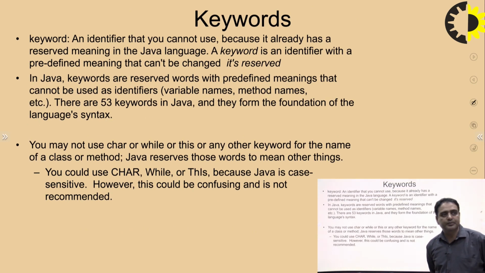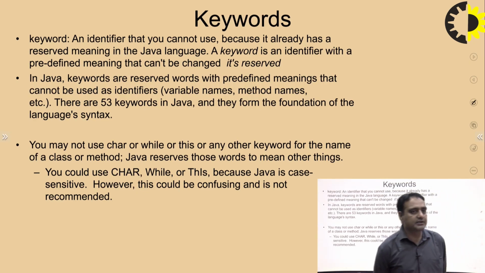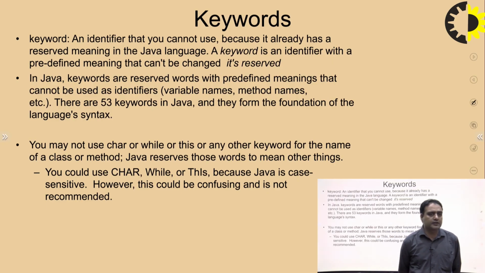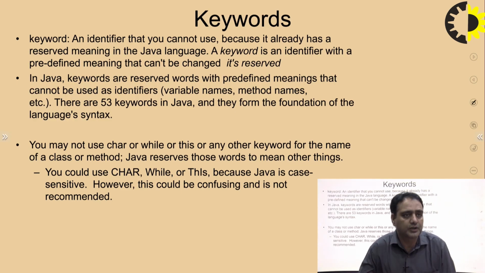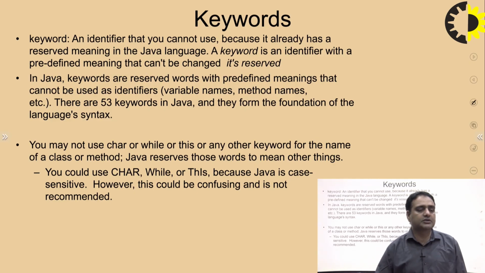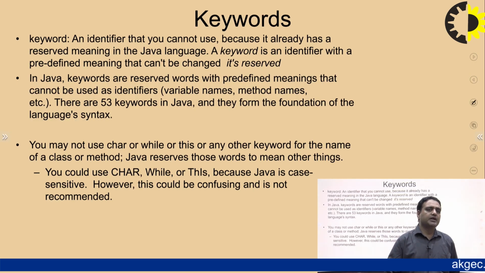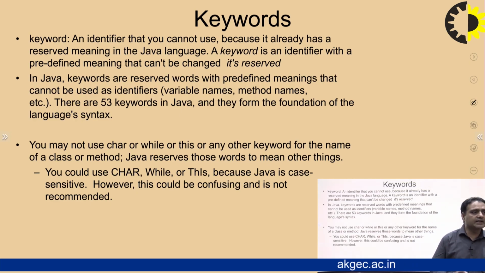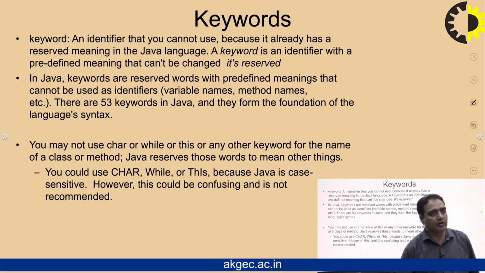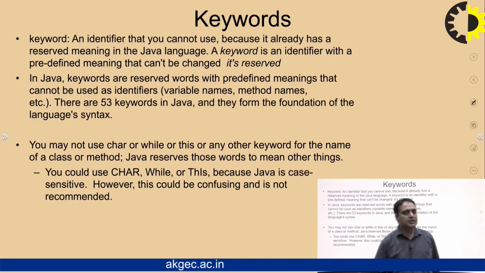The next topic is keywords. So what are keywords? In Java, there are many different versions, and as we know, a total of 58 keywords are available. We can use different keywords in different contexts. A keyword is an identifier that you cannot use for your own names because it already has a reserved meaning in the Java language. A keyword is an identifier with a predefined meaning that cannot be changed. It's reserved.